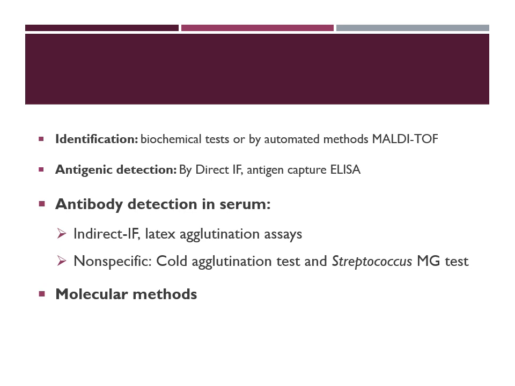Then we can go for biochemical tests. Antigen detection we can also do. Antibody detection is by indirect immunofluorescence or latex agglutination. Non-specific methods like the cold agglutination test and the Streptococcus MG test are now obsolete tests. We are not doing these tests. Then we also have the option of molecular methods.